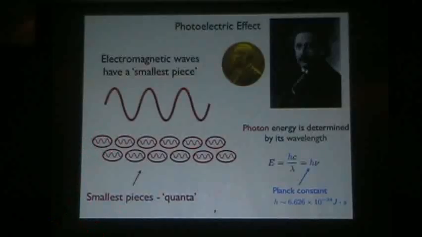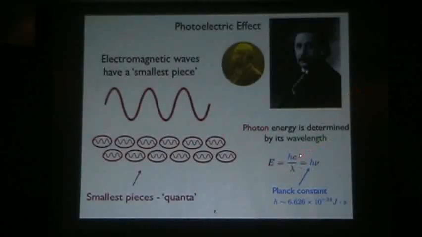And this smallest piece, you can try chopping the wave up into little pieces, it's the smallest piece you can grab onto. The smallest piece, in general, is called a quantum. And for electromagnetic waves, that smallest piece is a photon. And Einstein said, you can explain the photoelectric effect by supposing that the energy of each photon in a wave is determined by its wavelength, like this. So the energy goes like the inverse of the wavelength.